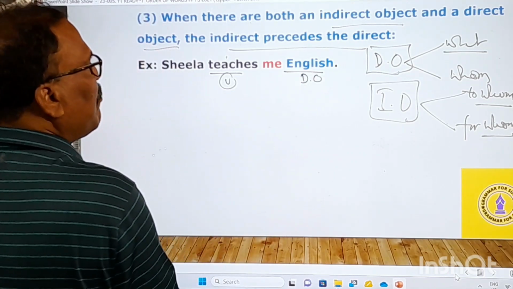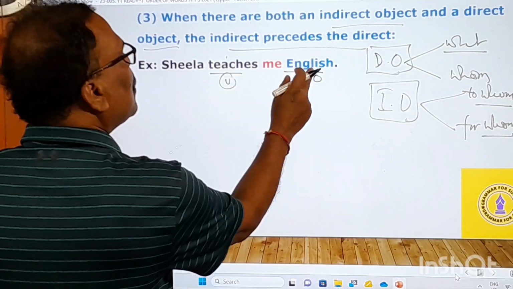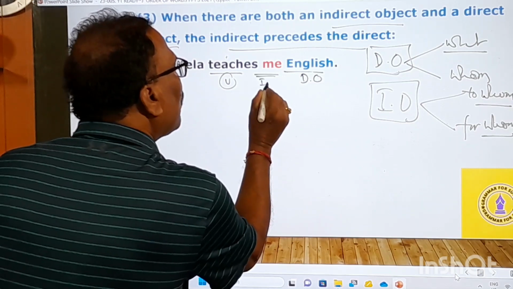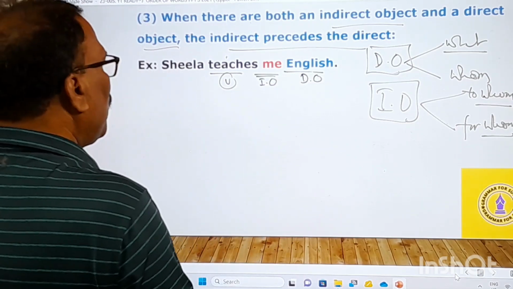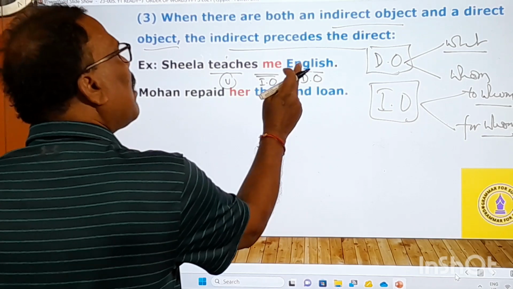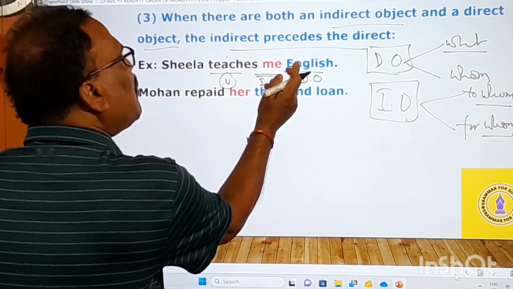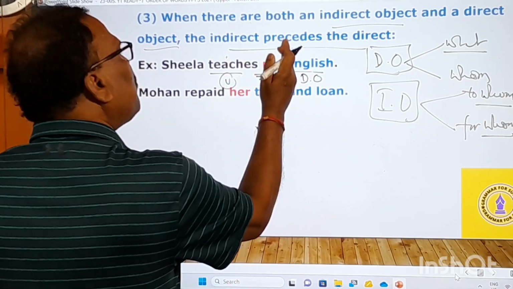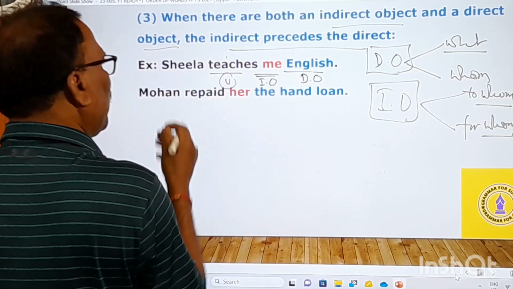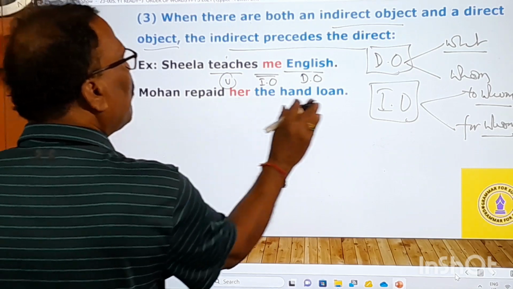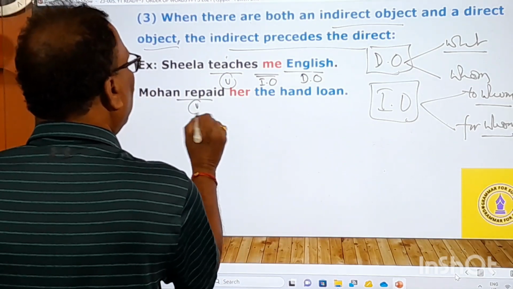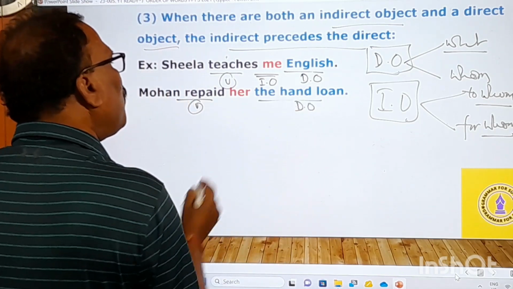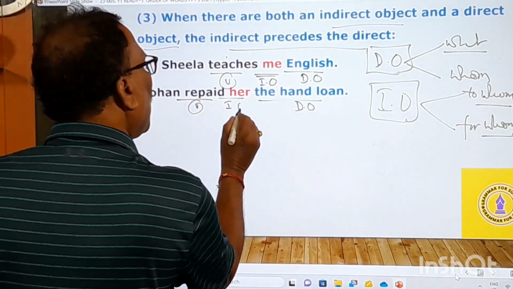Okay, direct object. And Sheila teaches English. To whom? To me. This is the indirect object. So it's like that. Always the indirect object precedes the direct object. Preceding means going before, placed before the direct object. You can say Mohan repaid her the hand loan. Mohan repaid, verb. So what? The hand loan, the direct object. To whom? To her. Okay, this is the indirect object.